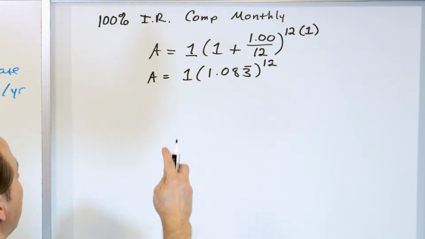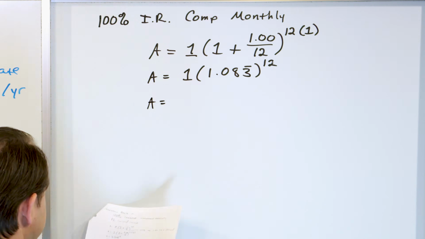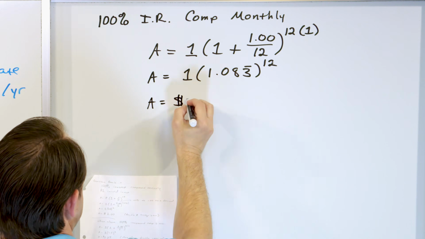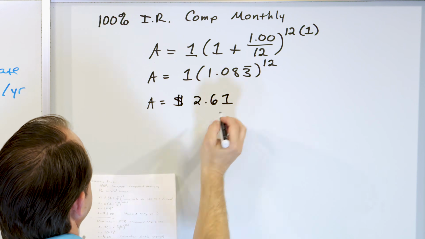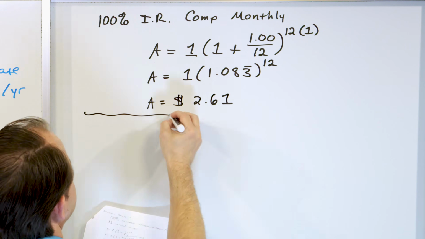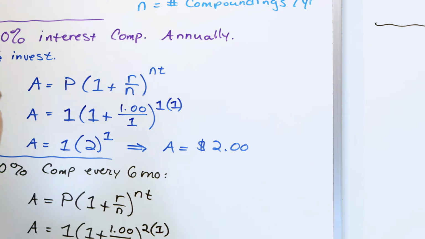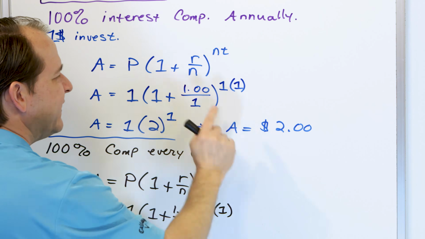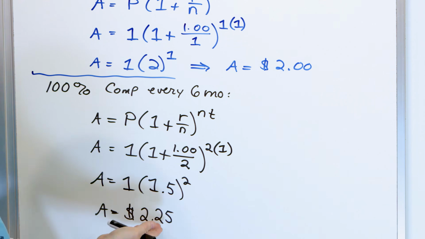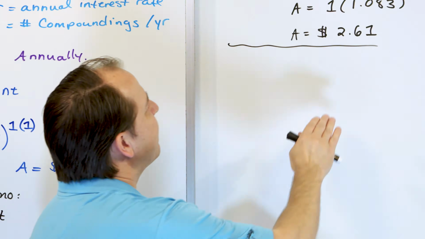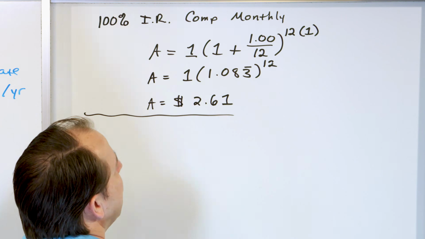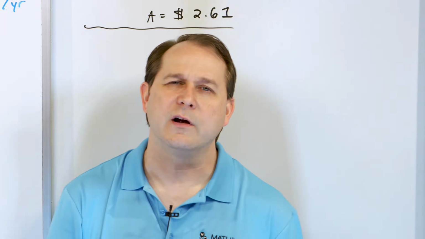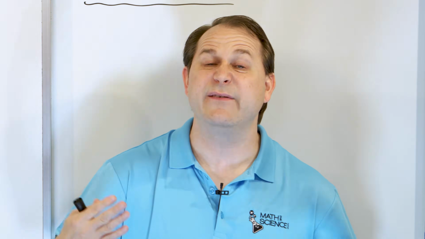So what happens whenever I go through this is I get $2.61. So notice when I compounded annually, just 1 time a year, I got $2. When I did it every 6 months, I got $2.25. And whenever I do it every month, that's $2.61. So people like Euler wondered, what would happen if I compounded even more often?